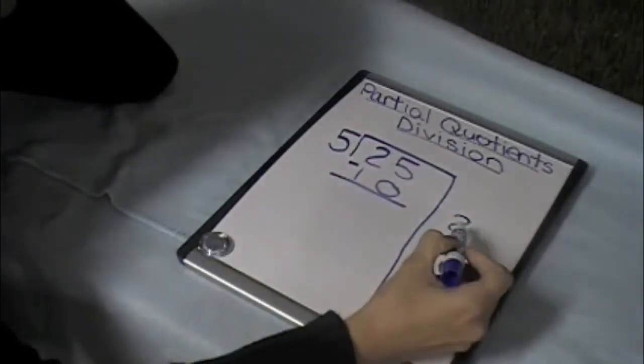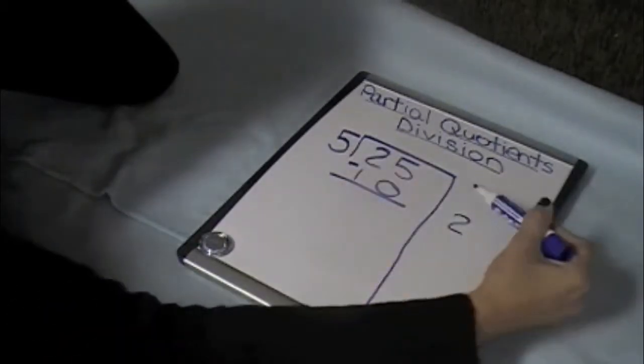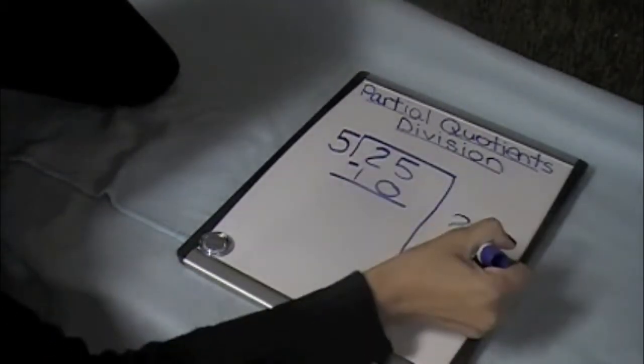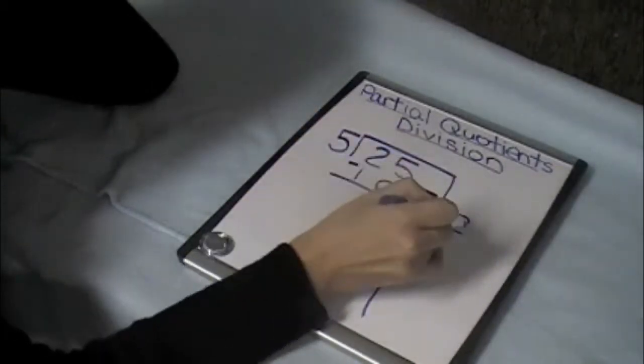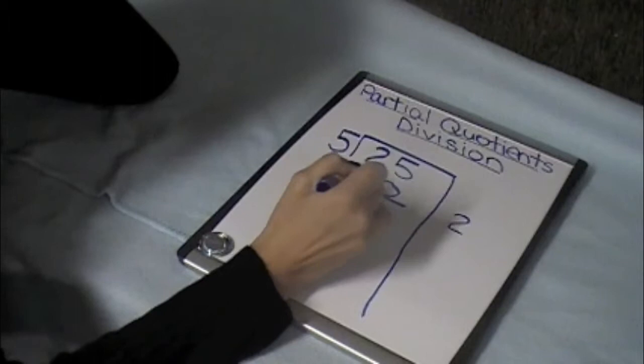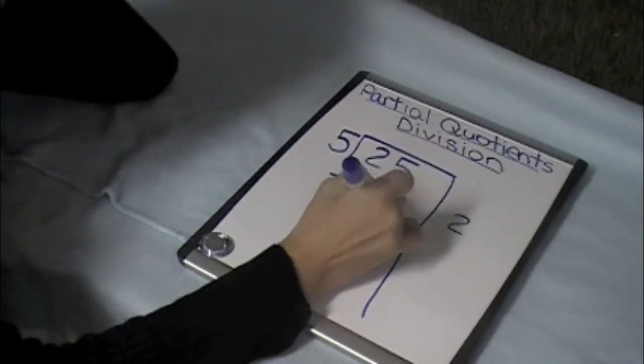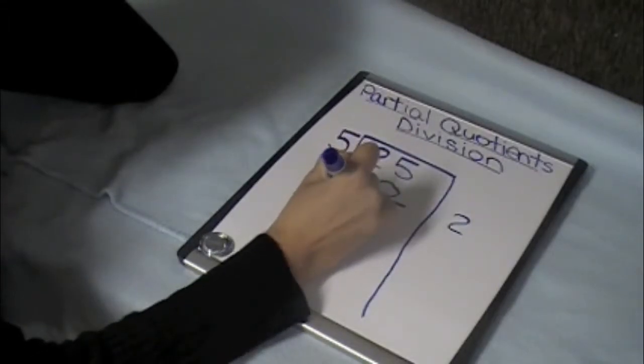Okay, so notice how I'm keeping the number of times that I know that 5 can at least go into 25 on the outside of the house. So far I have 2. So now I have 2 times 5 is 10. 25 minus 10 is what I have left. 5 take away 0 is 5. 2 take away 1 is 1, so 15.